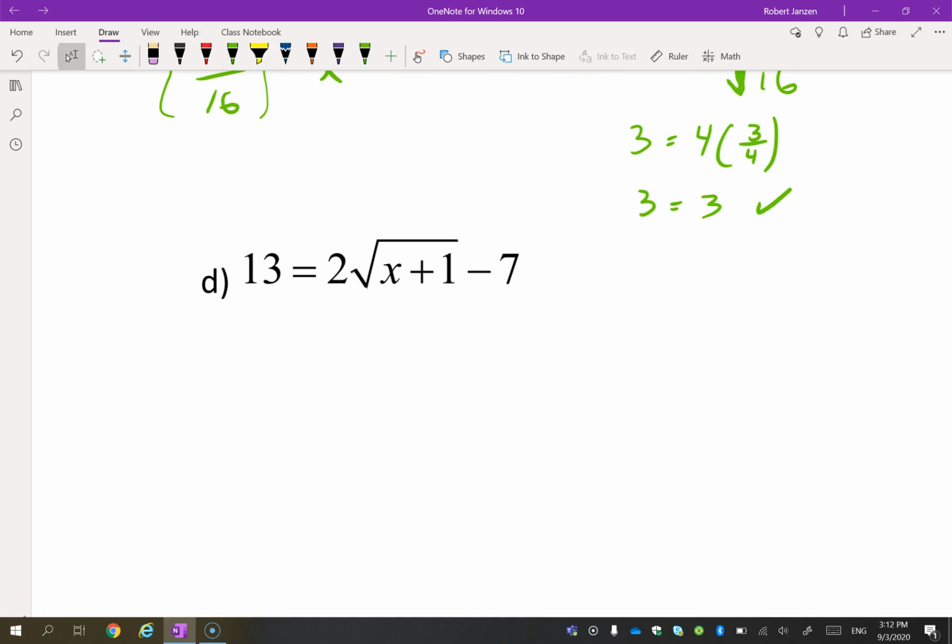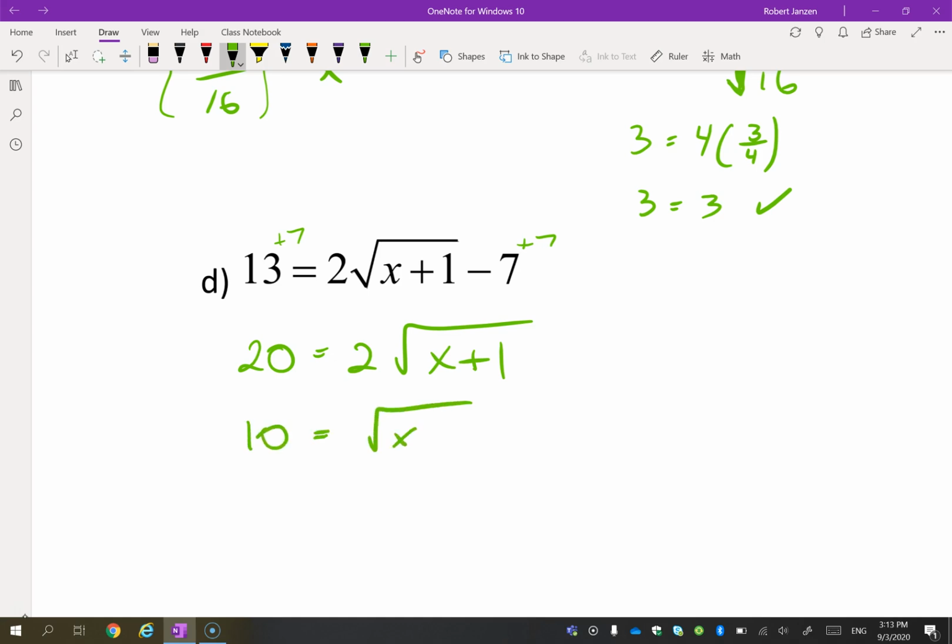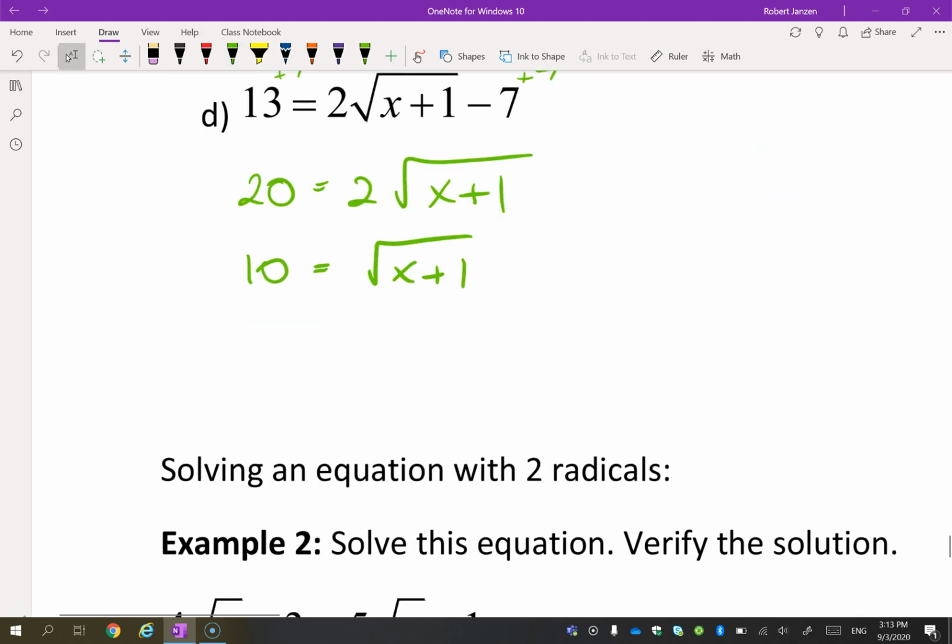Okay, let's try this one. You'll see this one's a little different because my radical is not by itself. So what I want to do is get it by itself. Just like when you're isolating an x in algebra, I'm going to add 7 to both sides. So I get 20 is 2 root x plus 1. Next step, you're going to divide both sides by 2. And then if I square both sides, I get 100 equals x plus 1. So x is 99.